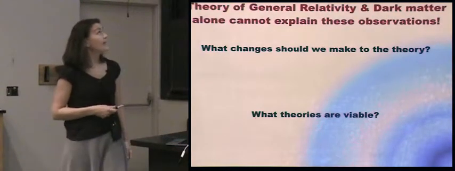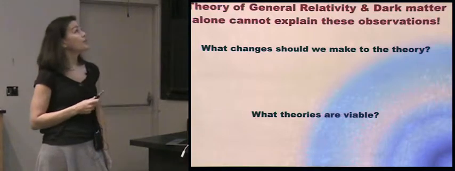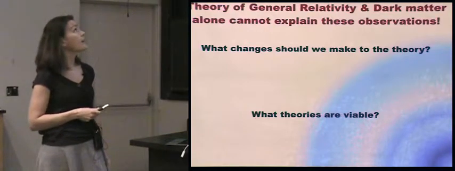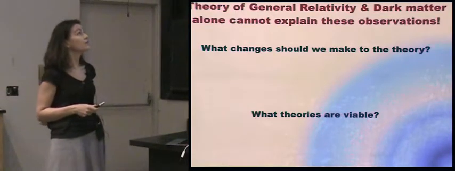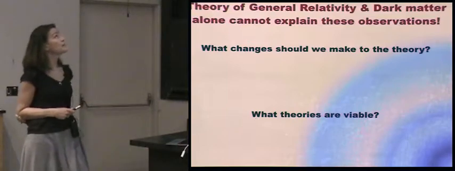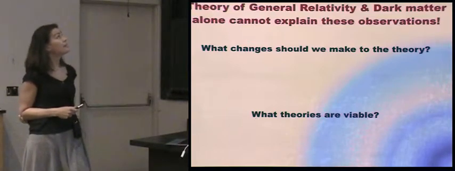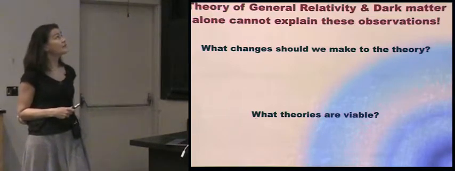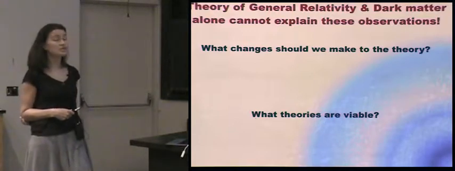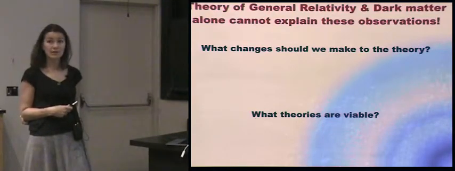So the important thing is that general relativity with just dark matter cannot explain these observations. Okay? It's really impossible to do that. People have tried. So then we need to go back to the drawing board and we say, well, what changes should we make to the theory? What's reasonable? Okay.